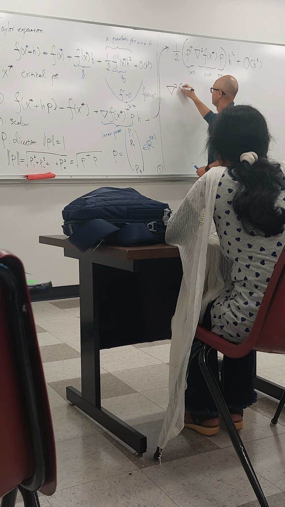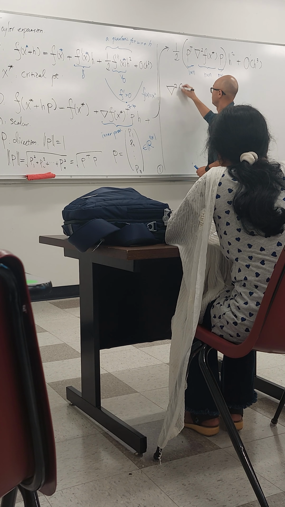The Hessian matrix is symmetric, A12 is A21. So what we obtain is A11 P1 squared plus 2 times A12 P1 P2, let's name it A12, plus A22 P2 squared. So this is a quadratic function in 2D.